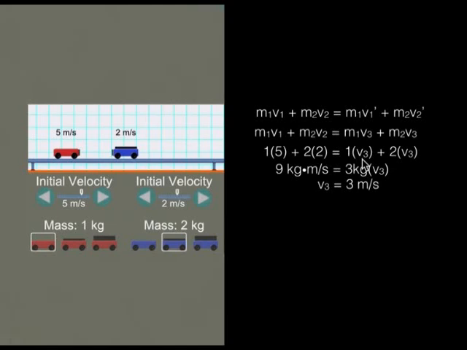And so in an inelastic collision, that shared velocity allows us to solve for the change in linear momentum. Let's make sure that that works. Yes, they both have 3 meters per second.